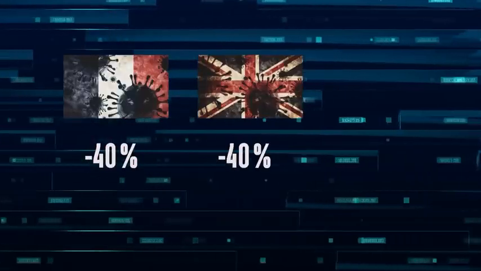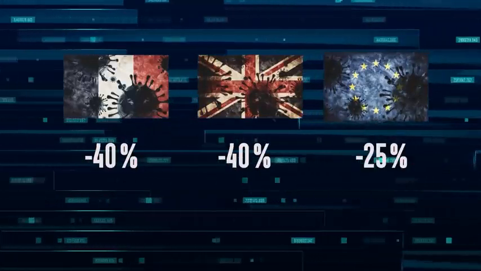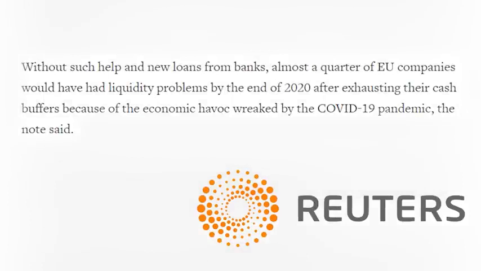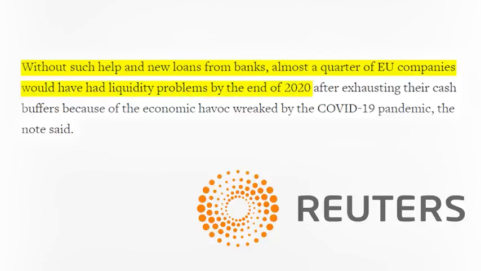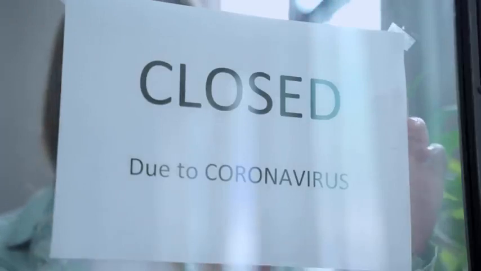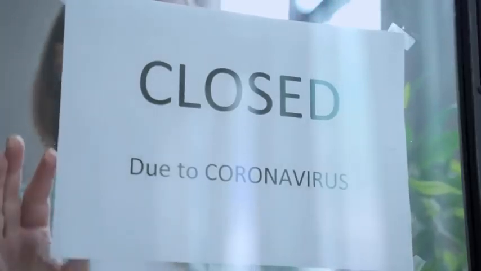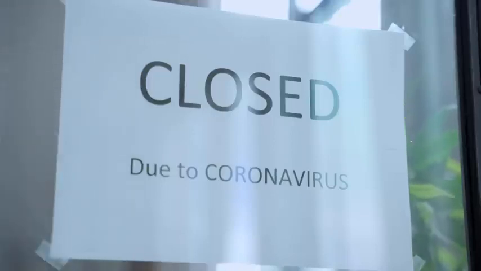In 2020, bankruptcies fell 40% in France and Great Britain. Looking at the European Union as a whole, bankruptcies were down 25% on average. According to a European Commission note, without help and new loans, almost a quarter of EU companies would have had liquidity problems by the end of 2020, and the National Bureau of Economic Research, an American organization, found that without state-backed loans and subsidized payrolls, European business failures would have almost doubled in 2020 instead.